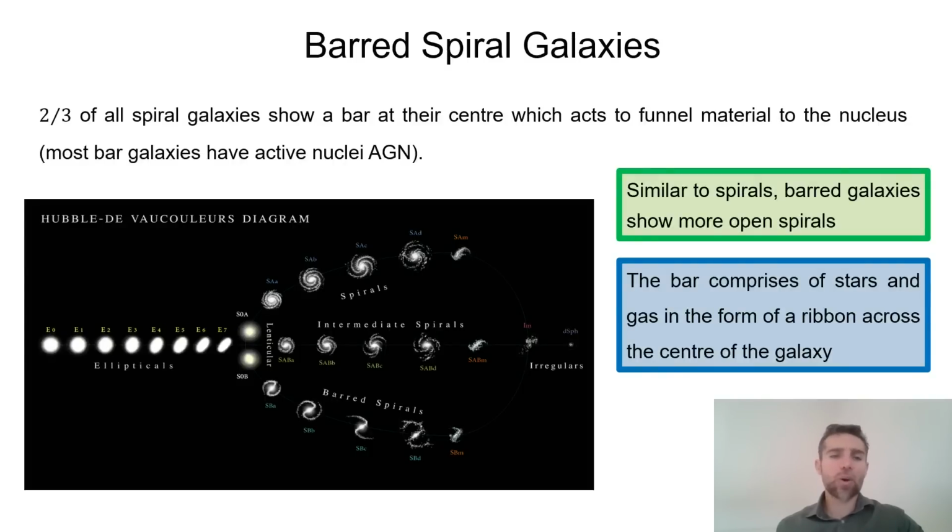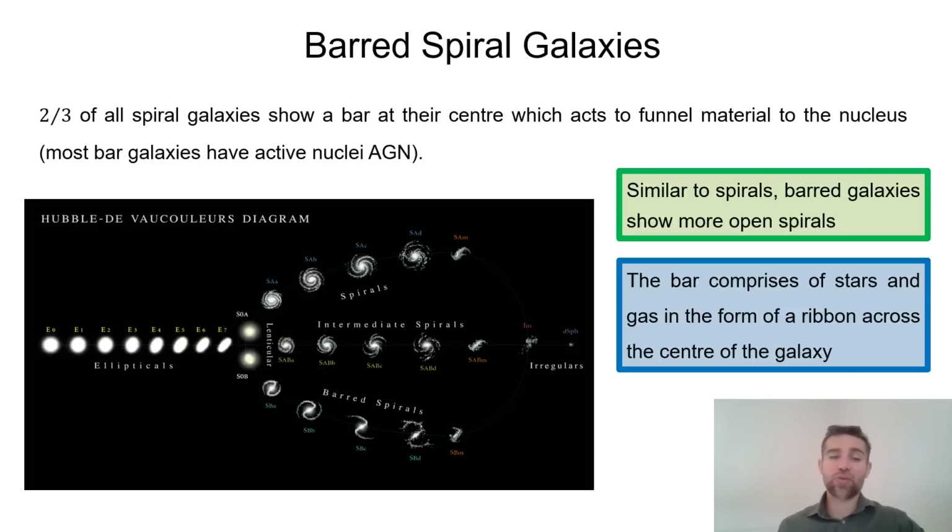Now, barred spiral galaxies and also intermediate spirals are the same as spirals. They just have a different central feature. So all the other properties are mostly fairly similar. Two thirds of all spiral galaxies show a bar at their center. And this can act as a funnel, driving material into the central part, and that can then feed a black hole. So we've got those supermassive black holes in the center, which would then become an active galactic nucleus. We call those AGNs.